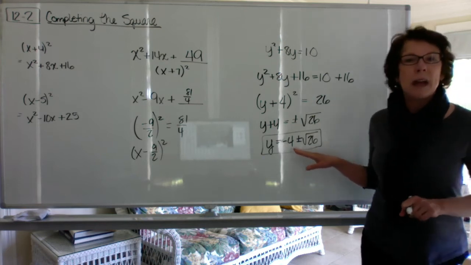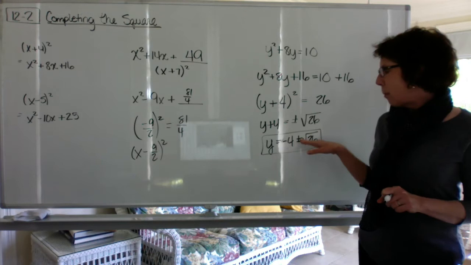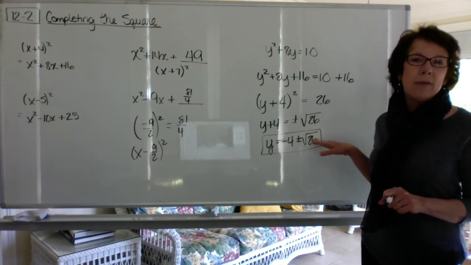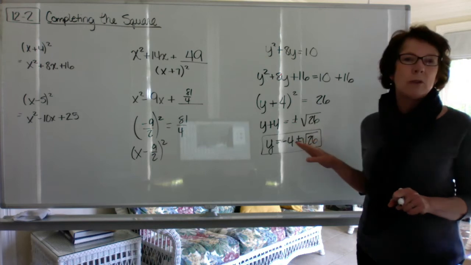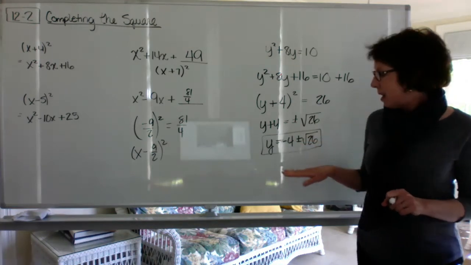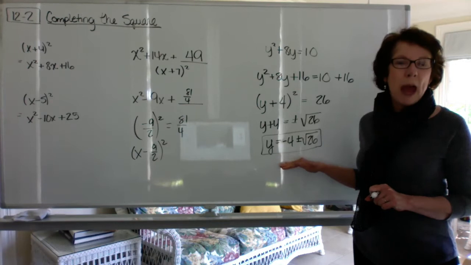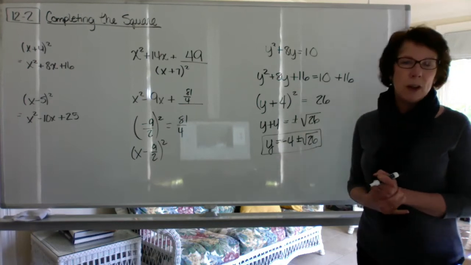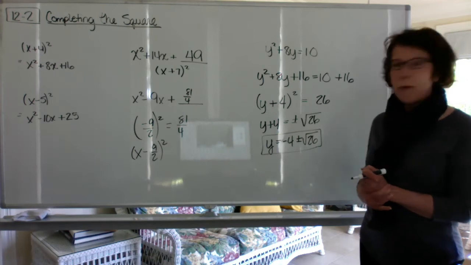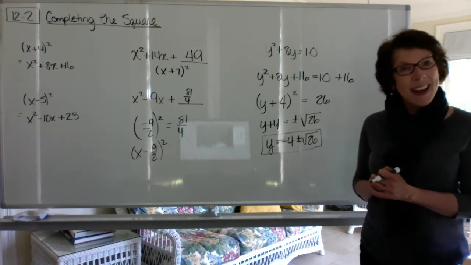They want you to take your calculator and do negative 4 plus, and then give an approximation of adding root 26 and subtracting root 26. You don't have to do that. You can just give me the answer in radical form and be done with it. I'm okay with that. You do not have to convert it to a decimal form at all. So this will be your answer and you're done, okay?